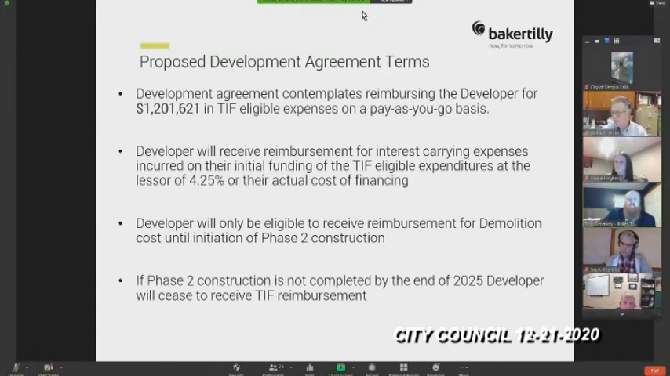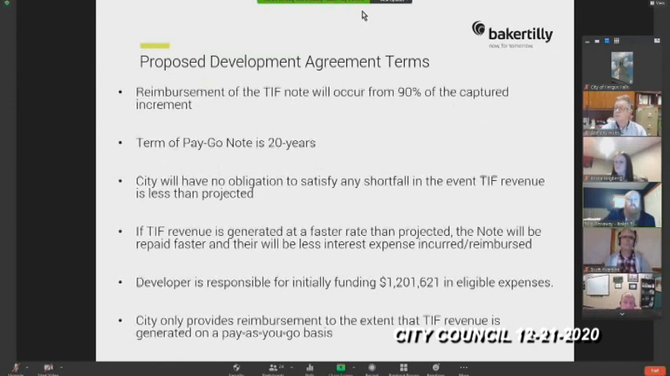In addition, they would be eligible to receive interest-carrying expenses related to their incurring of $1.2 million at the lesser of either 4.25% or their actual cost of financing. So when the TIF note is issued, the developer will submit their financing plan for the first phase, and if the interest on that first phase construction is less than 4.25%, the interest rate that the note would be reimbursed at would be the lesser of that amount. If it's greater than 4.25%, the interest rate would be capped at 4.25%.